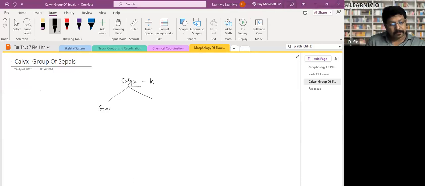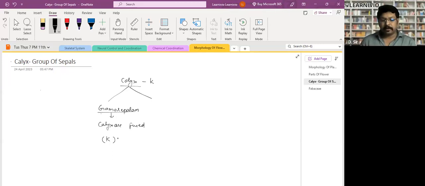That may be gamosepalous. Gamosepalous is that condition when calyx are fused with each other. Calyx are fused, then we call it gamosepalous. In gamosepalous condition, we write down the calyx and we close it with the help of the bracket, right?